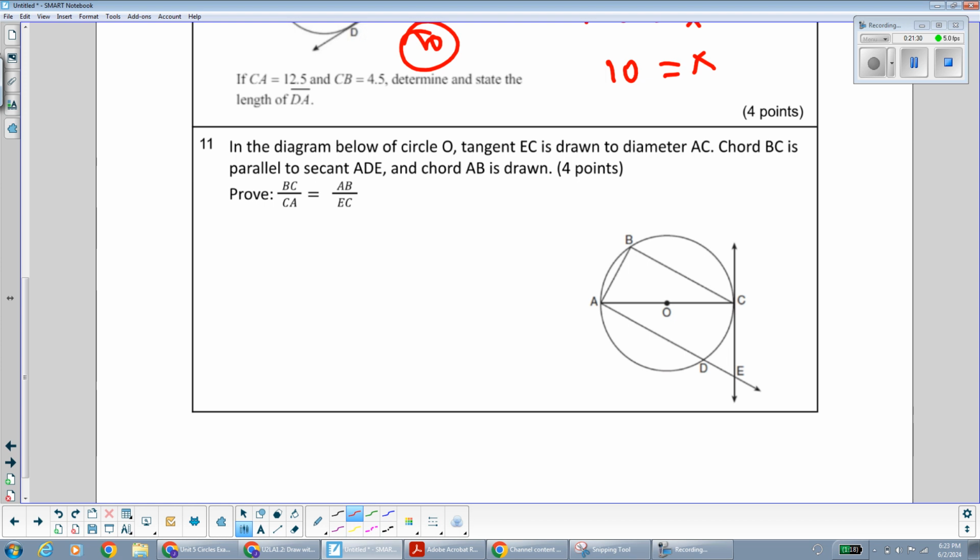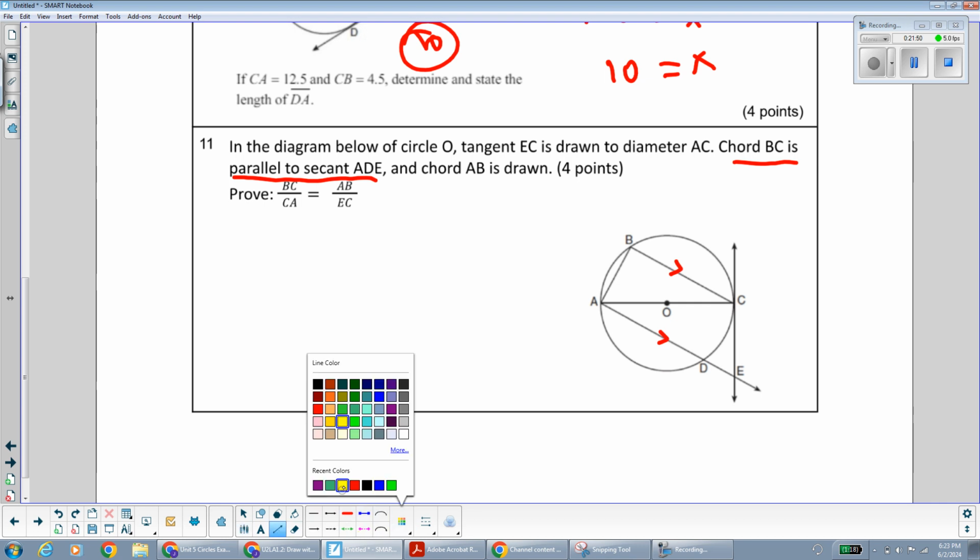Over here, we're going to talk about this proof. So for this proof, the first thing that I'm going to do is mark my diagram. As I'm reading that chord BC is parallel to secant ADE, a lot of people don't mark parallel lines in their proof. I'm not really sure why, because that's why a lot of people are missing things in their proof. So whenever you have parallel lines cut by a transversal, look for angle relationships.